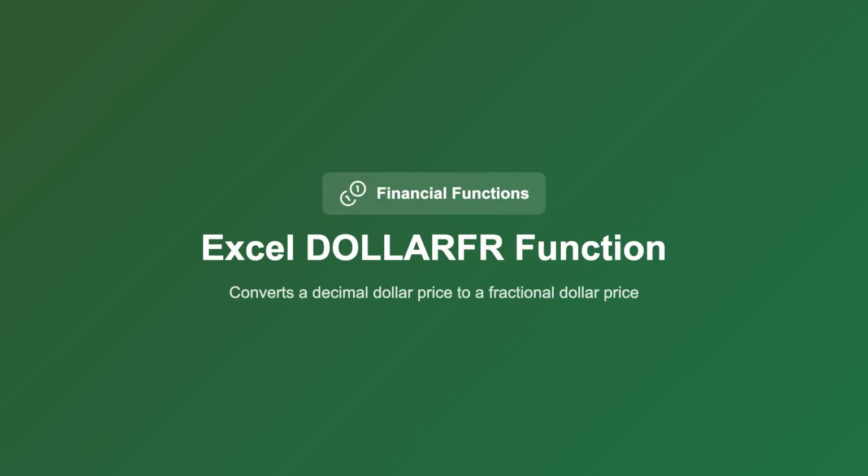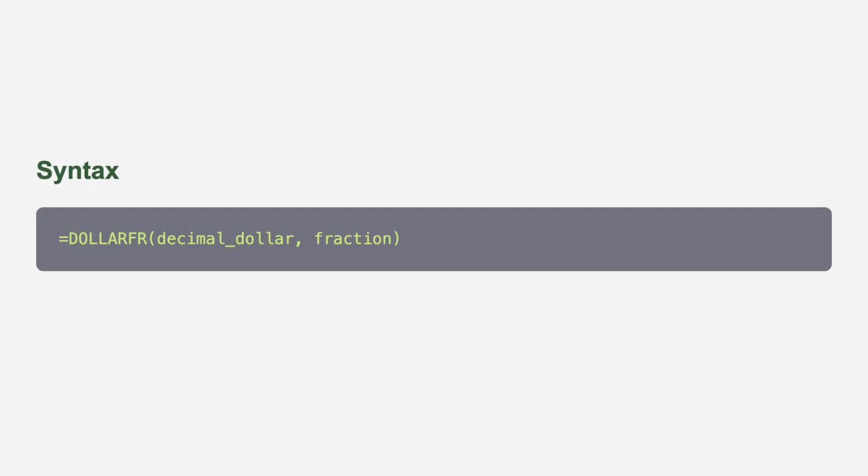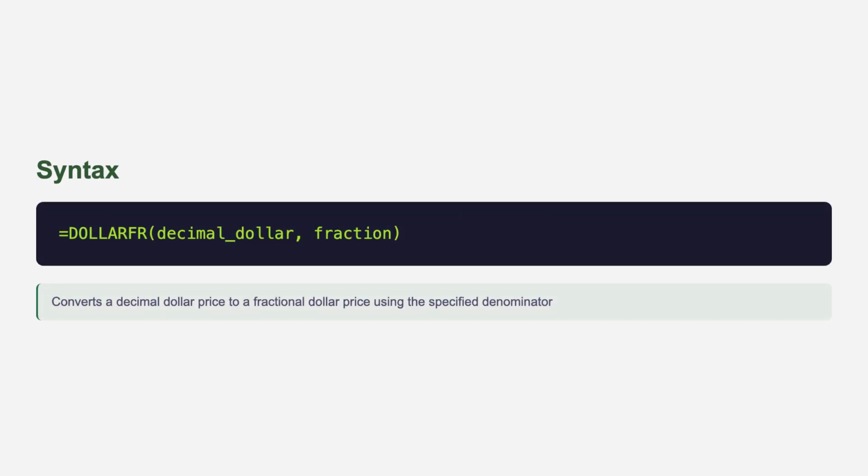Excel DOLLARFR function. This function converts a decimal dollar price into a fractional dollar price. The name stands for dollar fraction. It is commonly used for bond and stock pricing. The syntax is DOLLARFR with two parameters, decimal_dollar and fraction.